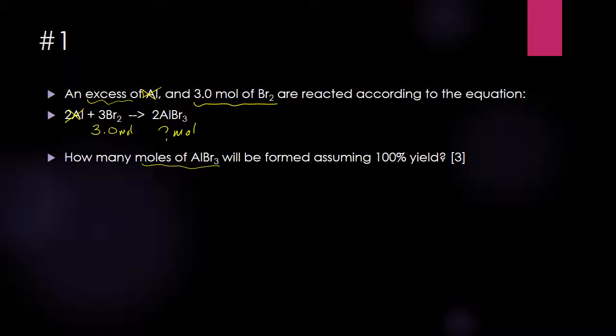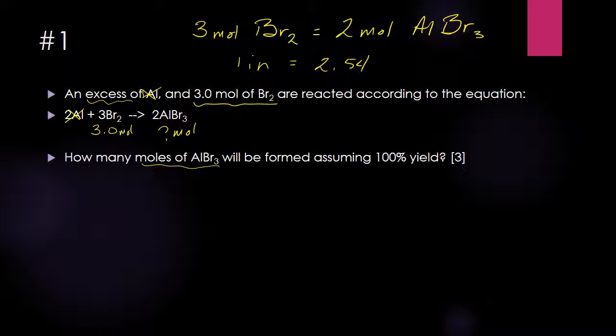The mole-to-mole process means that you can write an equivalent statement, a conversion statement if you will, that says 3 moles of bromine is equal to 2 moles of aluminum bromide. As a conversion statement, I could write this in the same way I would write 1 inch is equal to 2.54 centimeters.